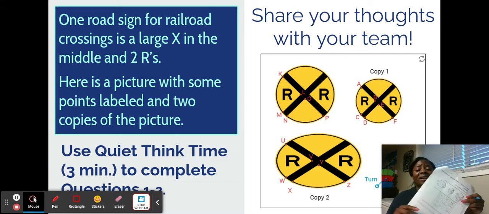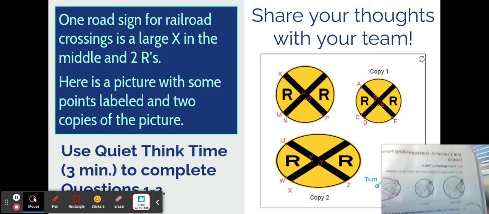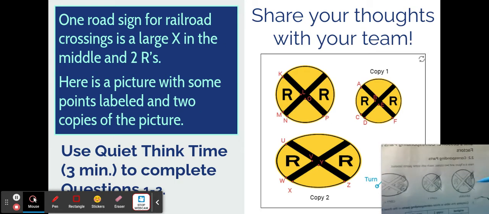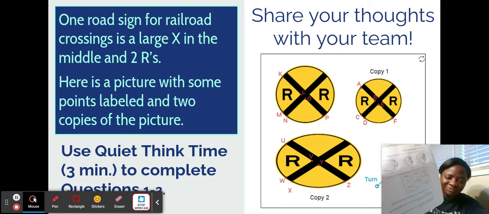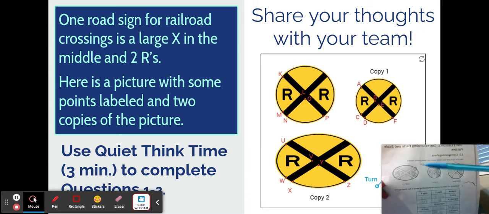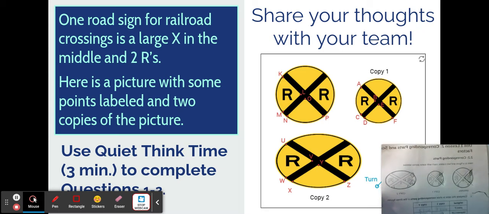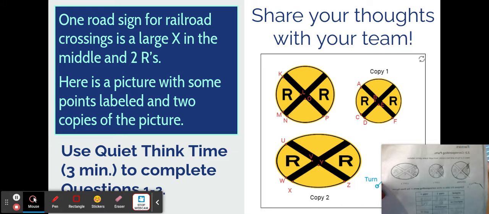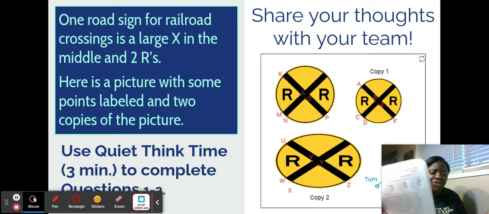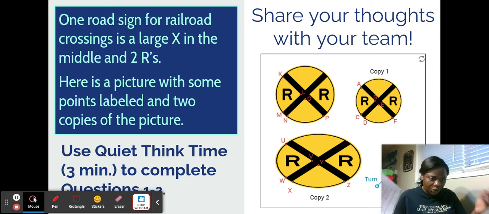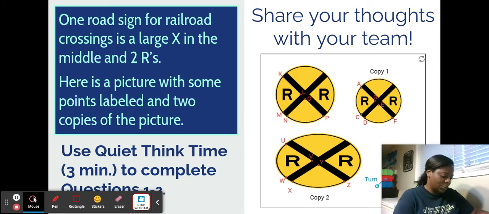Hopefully somebody raised their hand and said copy number one. If you look at it, copy number one is a scale copy of the original. What's the difference? It's just smaller. I agree. What's wrong with copy number two? Hopefully somebody said it's kind of stretched out, and because it's stretched out, it's no longer a true copy. Good job. I agree.